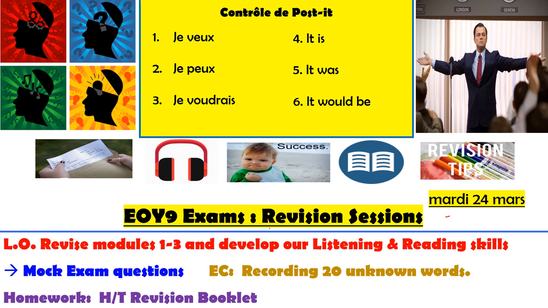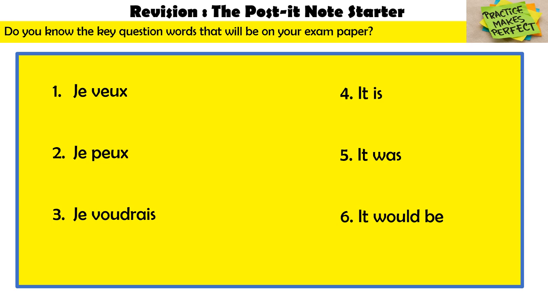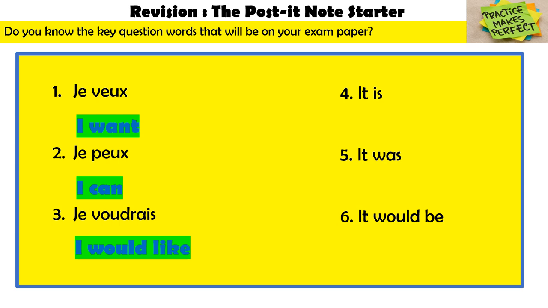Alors, donc, qu'est-ce que c'est? Je veux, ça veut dire I want. Je peux, ça veut dire I can. Je voudrais, it's vouloir in the conditional. Donc c'est I would like or I would want.